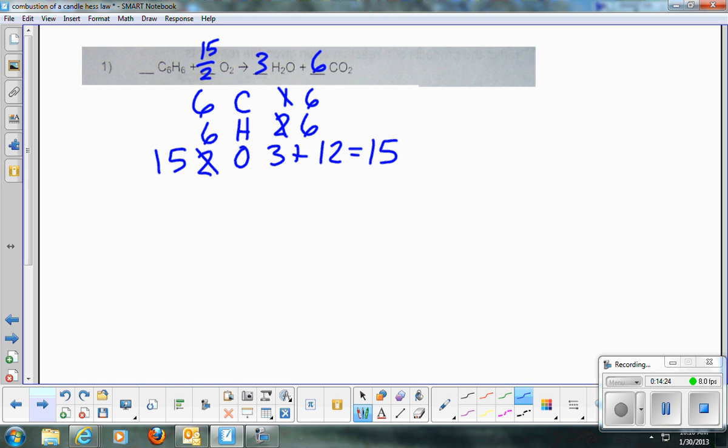It's balanced, but I can't leave the fraction. What was the next step I needed to do? Times everything by 2. So this becomes a 2. This becomes a 15. Good. This becomes a 6. This becomes a 12. Good. Okay. All right. What number were we on? Going down. Let's go down to 4.